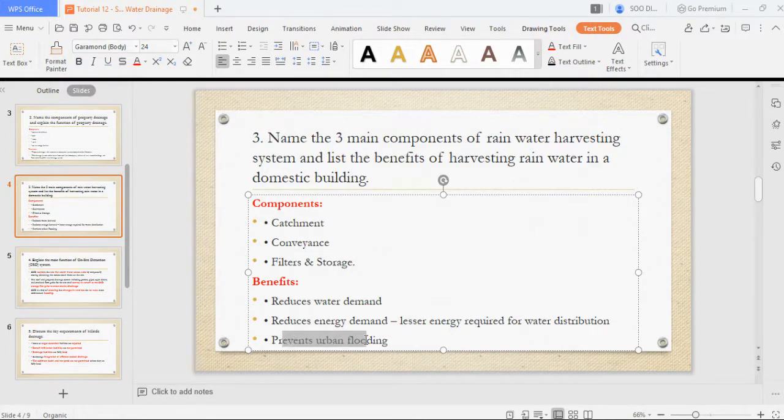And then finally, because you're not just allowing the rainwater to flow into the drainage system, you can actually help prevent a bit of the urban flooding. So instead of the water just going into the drainage system, you are keeping some of the rainwater and using it to water your plants or maybe to wash your car porch. So these are a few of the benefits.